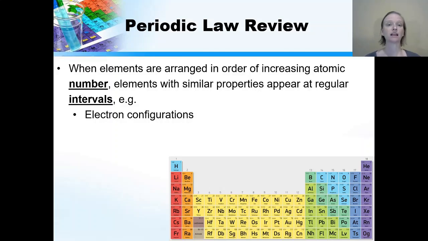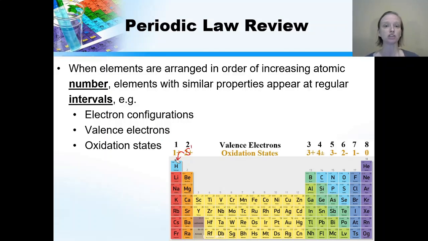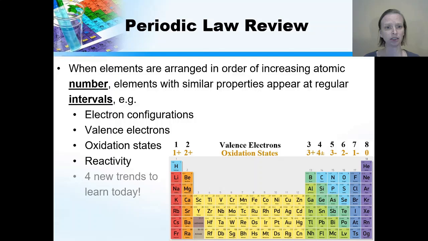For instance, electron configurations. We've discussed before how everything in group 1 ends with an s1 in their electron configuration. Valence electrons. We've discussed this pattern of valence electrons. Oxidation states. We've discussed this pattern in common ion charges, and we call those ion charges oxidation states. Reactivity.